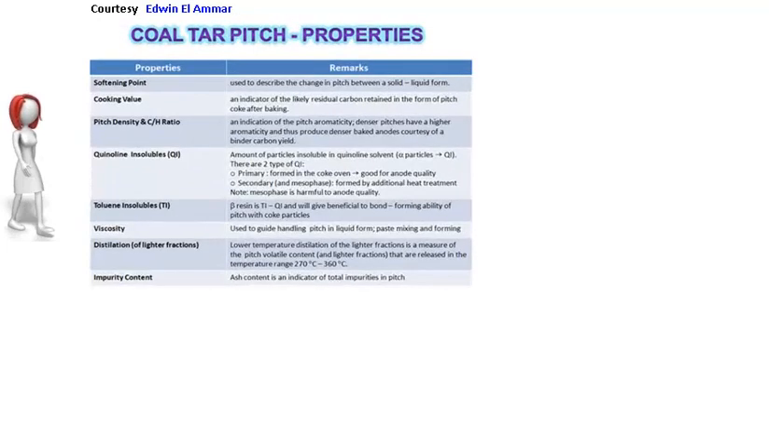Coal tar pitch properties. 1. Softening point is used to describe the change in pitch between a solid and liquid form. 2. Coking value is an indicator of the likely residual carbon retained in the form of pitch coke after baking. 3. Pitch density and C/H ratio is an indication of the pitch aromaticity. Denser pitches have a higher aromaticity and thus produce denser baked anodes courtesy of a higher binder carbon yield.